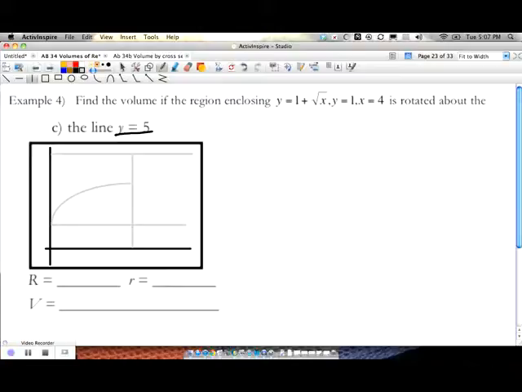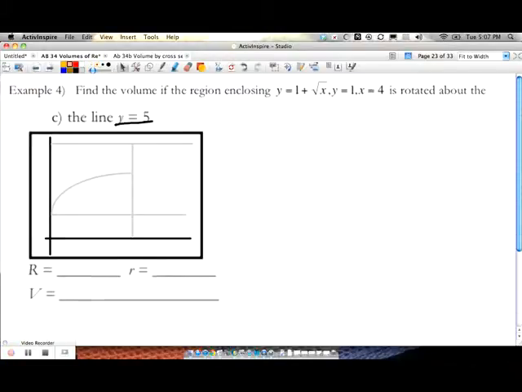Okay, so just to clarify here, this is 4, this is 0, this is 1, this goes up to 3, and then our axis of rotation is all the way up to 5. So we're going to be rotating around that line y equals 5. So we still have this blue shaded region that we started with, but now our rotation is going to leave a lot of empty space. Look at all this empty space here.